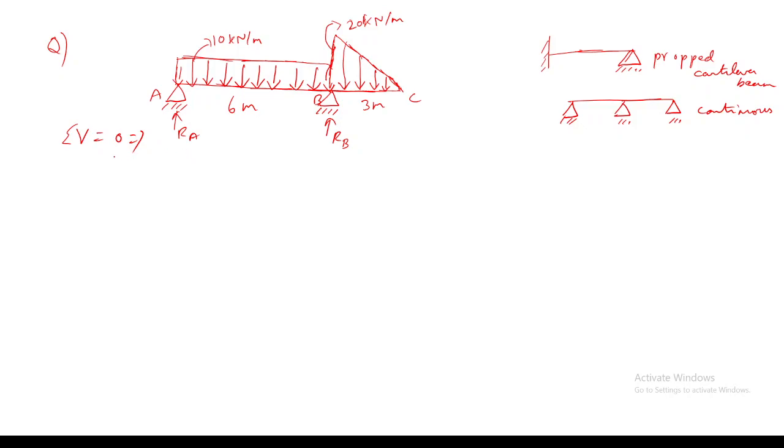So if I write the summation of forces in the vertical direction equals 0, then I'm taking all the upward forces as positive. So RA minus 60 plus RB. Then due to this uniformly varying load, what load will I be getting here? 30. Yes, 30. Okay, so minus 30 equals 0. So this will be one equation.